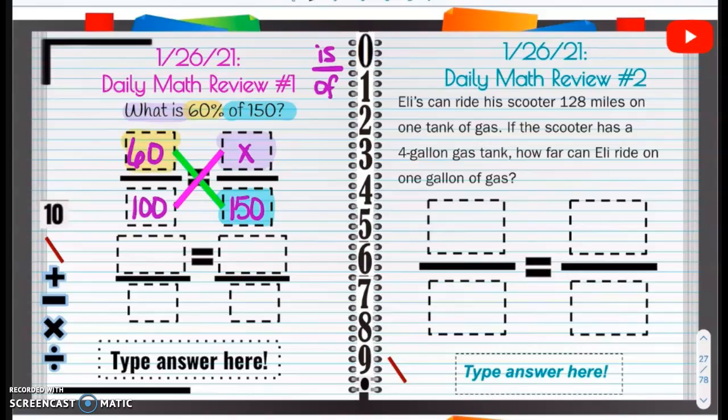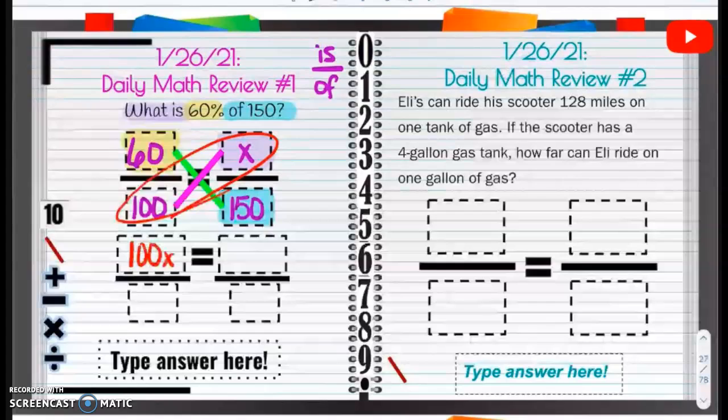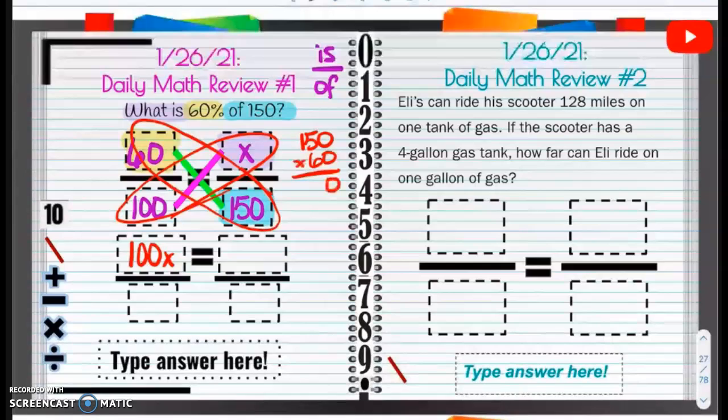So let's multiply. All right, 100 times x is 100x. 150 times 60. Let's see. If we do 150 times 60. 0 times 0 is 0. 0, 0. Down to 0. Placeholder 0. 0. 30. 6 times 1 is 6 plus 3. 7, 8, 9. So we have 9,000. Okay, so now we have 9,000 equals that 100 times x.